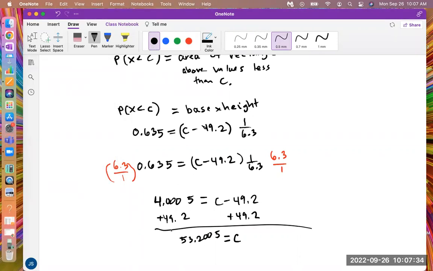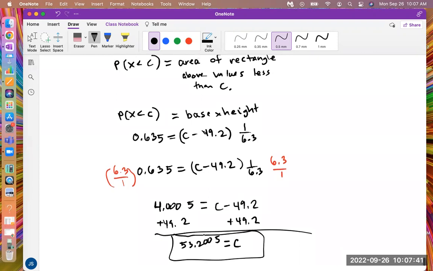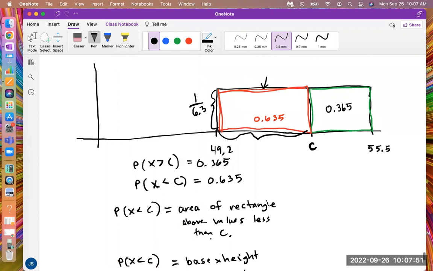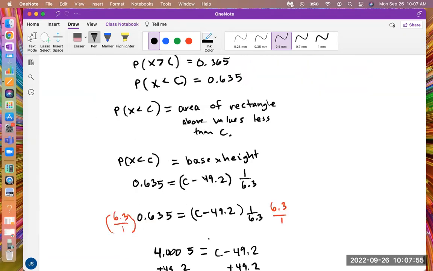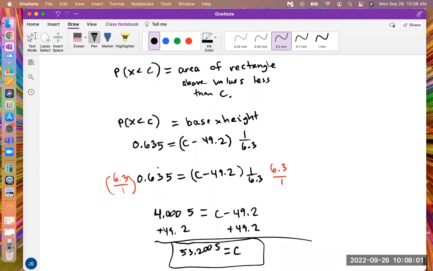That is the number such that the probability of the lecture going longer than 53.2005 minutes is 0.365. And the probability of it being less than 53.2005 minutes is 0.635. So there we go. That's our answer.